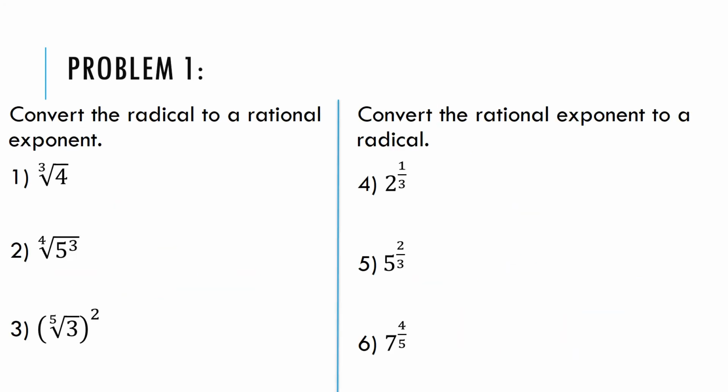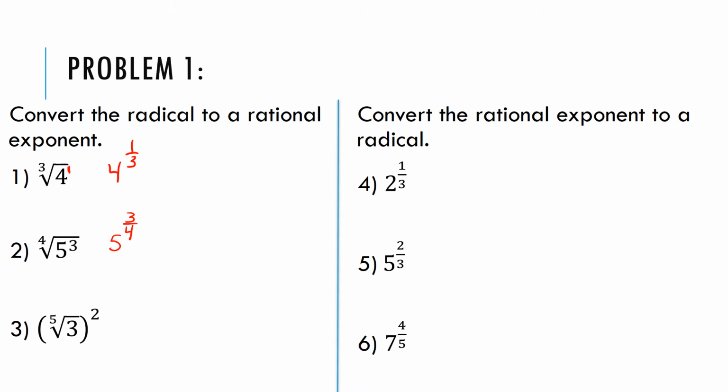So if we look at this problem, I want to rewrite a radical as a rational exponent. So number 1, I have to remember that the 4 really has a 1 as an exponent, so it's simply 4 to the 1/3, exponent over the index. Same thing for number 2, 5 to the exponent of 3/4.